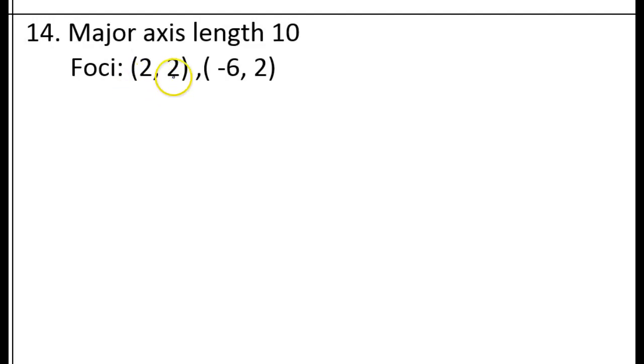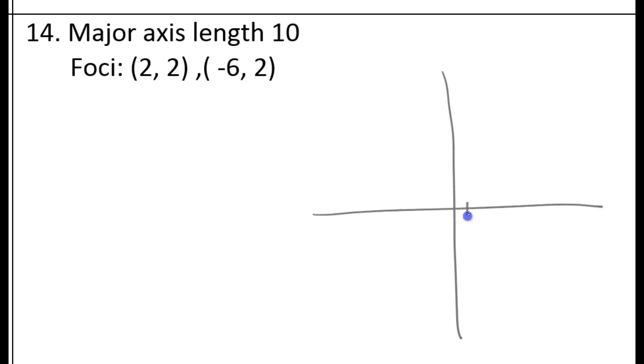Your best bet is to do a sketch whenever you have a problem like this. So here comes my sketch. (2, 2). I always do my foci in green for some reason. So here's a focus right there at (2, 2). (-6, 2) is another focus. So I have a focus right here at (-6, 2).